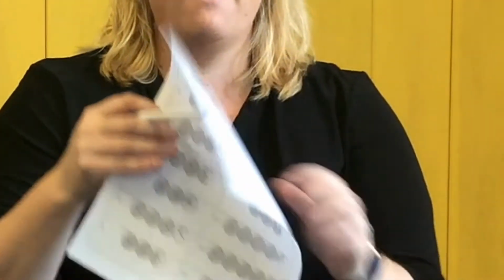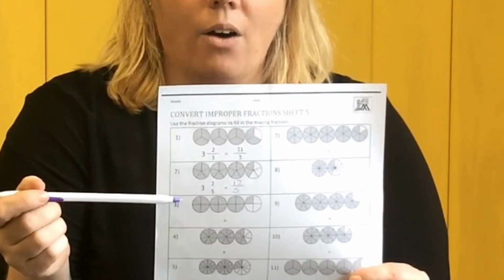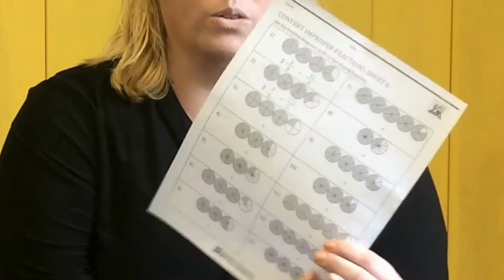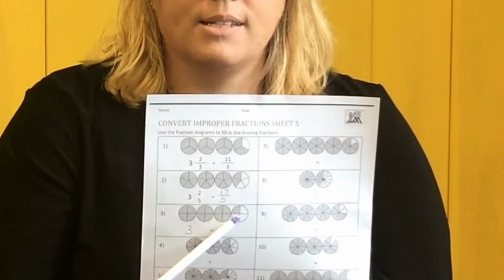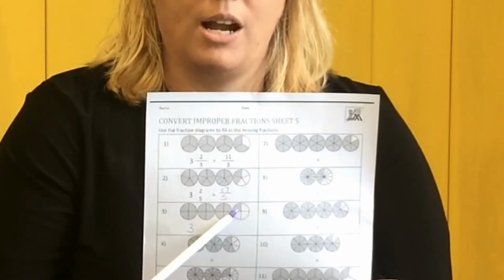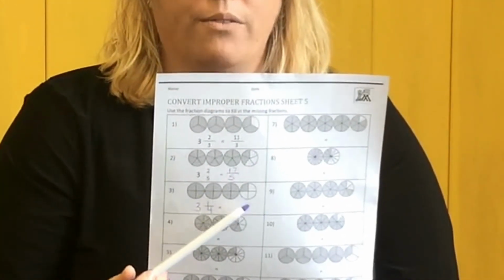All right, moving on to number 3. They have not given us our mixed number to start with, but it's pretty easy to figure out. We have 3 circles that are completely shaded in, so that's our whole number. We have 3 whole, let's say, pizzas. Then the last one is divided into 4 sections, and only one of them is shaded. So we have 1/4. That means our mixed number is 3 1/4.